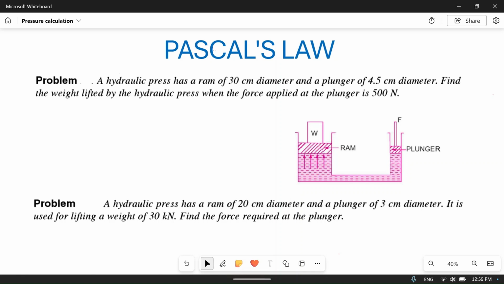So in today's video we will solve two basic problems which are based on the Pascal law. This is the first problem, this is the second one. So first of all, what is the Pascal law?